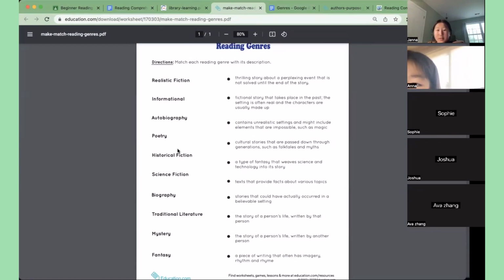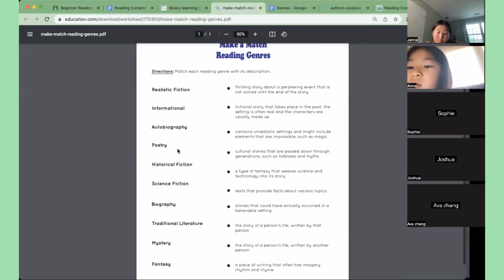Okay, poetry. Which one do you think that is? A piece of writing that often has rhythm and rhyme. Yeah, so Ava and Anna, you're both right. Like I said, we'll go over this, but poems have a lot of different poetic devices, and we'll go over them.